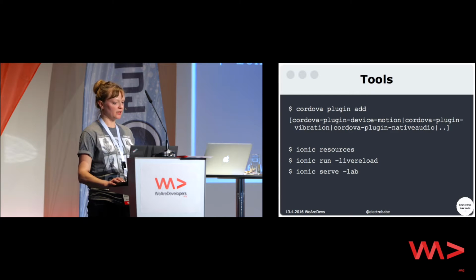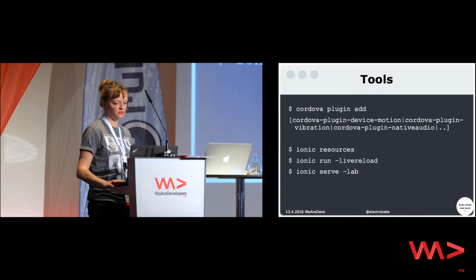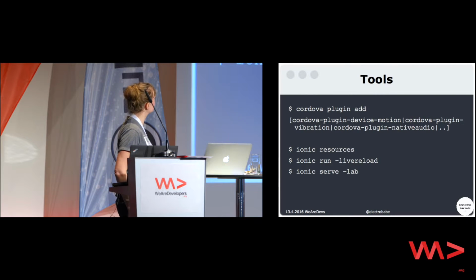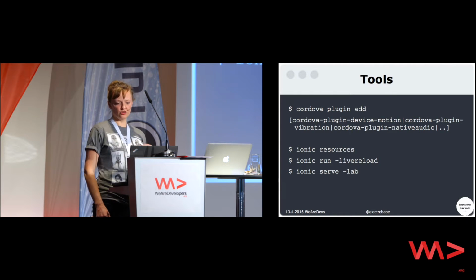Native implementations only make sense with the use of device features. So you can also add some Cordova plugins, such as this is just 3 examples what I use: device motion for the shaking gesture, vibration, and native audio to show you some sound.